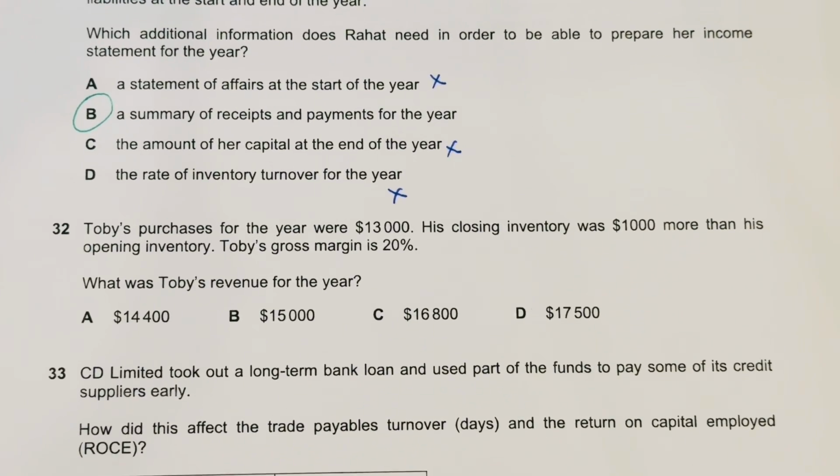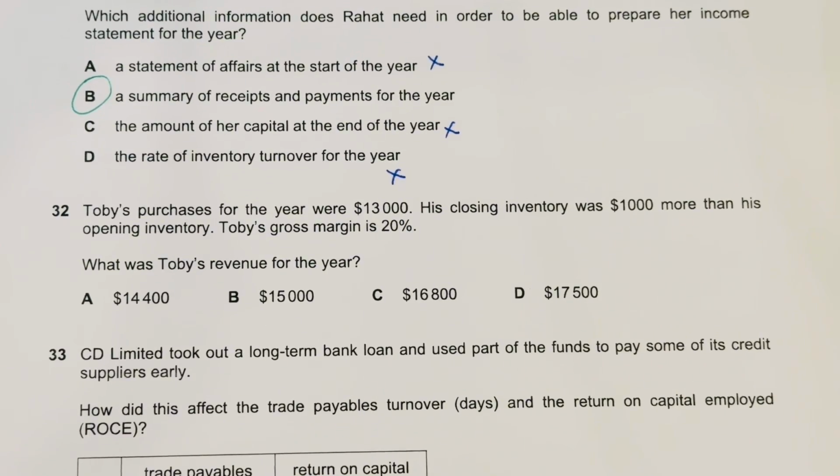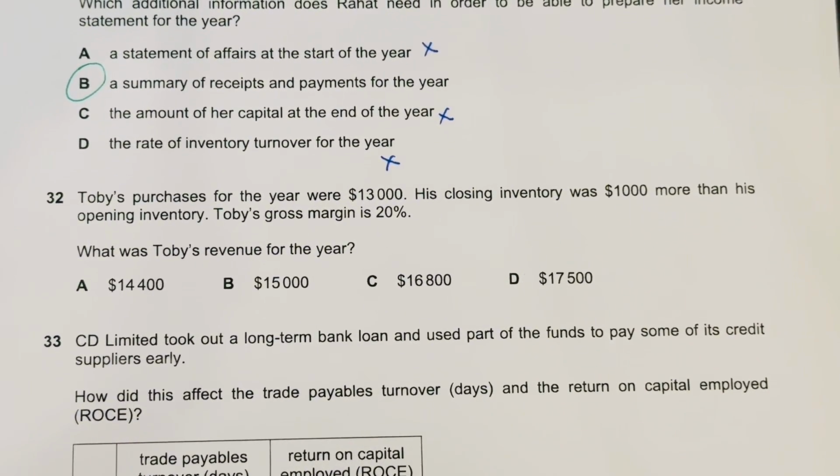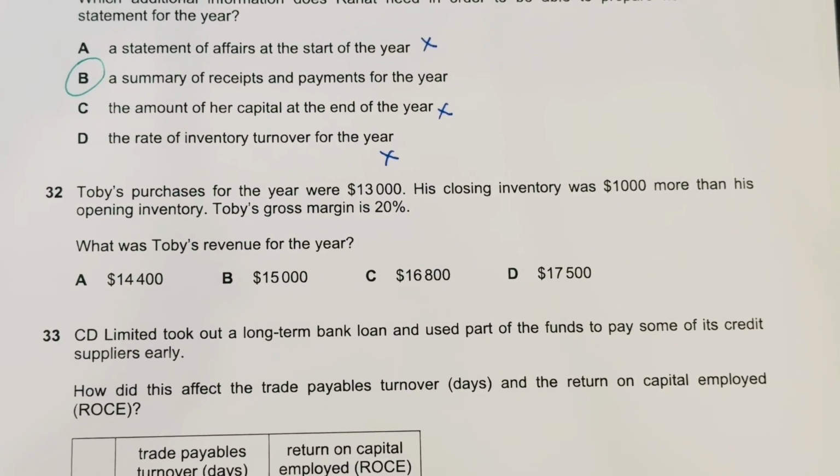Now the grade barrier or challenging question is here, question 32. Toby's purchases for the year were 13,000. His closing inventory was 1,000 more than his opening inventory. Toby's gross margin is 20%. What was Toby's revenue for the year?